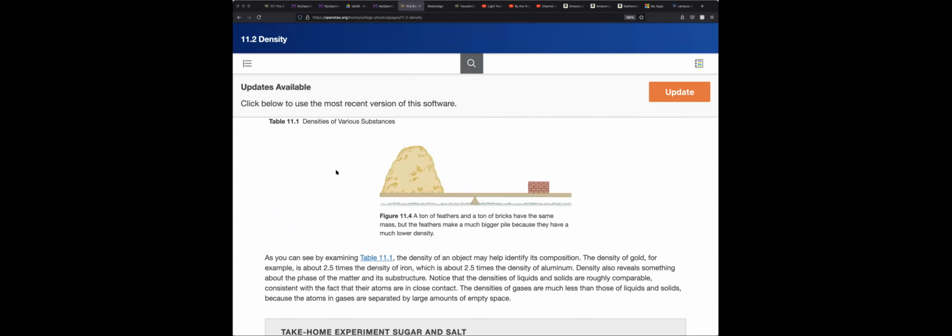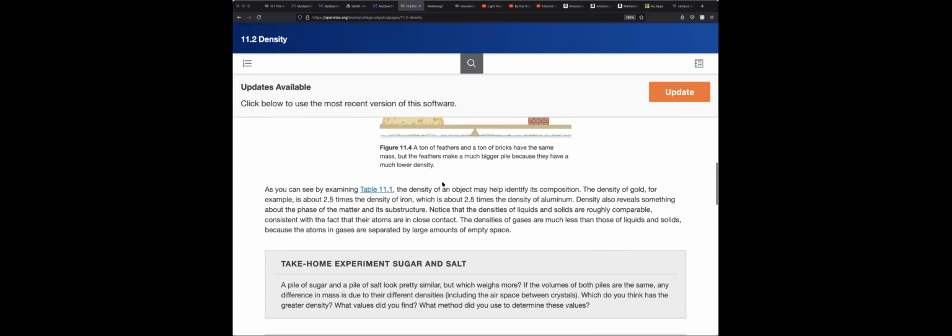And here you have a nice demonstration of density. Here we have a ton of feathers and a ton of bricks. They have the same mass. So if you balance them on this seesaw, they will balance out. But the feathers take up far more volume, right? Far more volume.